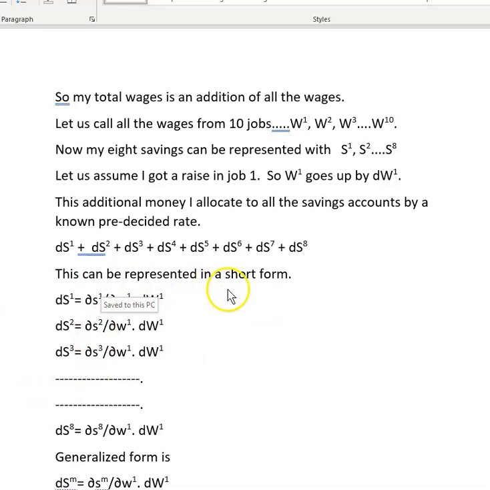This can be represented in a short form. DS1 is equal to partial S over partial W with respect to 1 times dW1. Similarly, DS2 is equal to, that means here how much savings went up in my savings account 1 due to the raise in job 1. Here, how much savings went up in my savings account 2 due to the raise in job 1. Again DS3, how much savings went up due to job 1, etc.